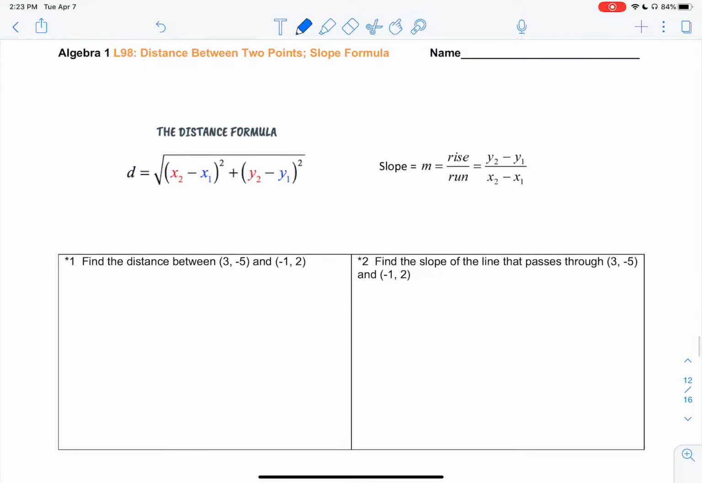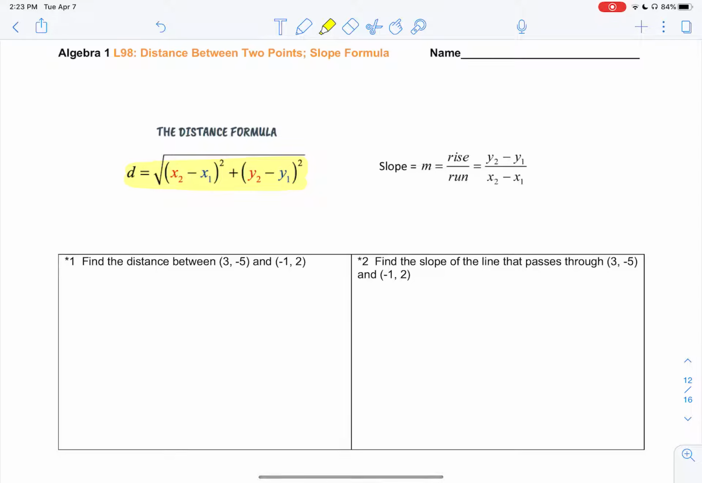Hello, Algebra 1. This is lesson 98, distance between 2 points and slope formula. If you look at the top of your notes, you're going to find two formulas that should look familiar. Although we haven't used the distance formula a whole lot this year, it is one that you should have seen before. It is not exactly pretty, but it is the square root of the x value subtracted and squared plus the y value subtracted and squared.